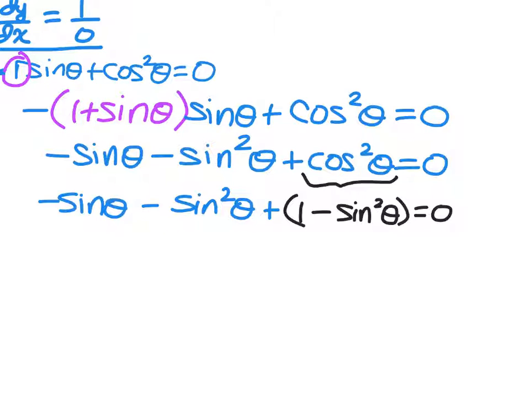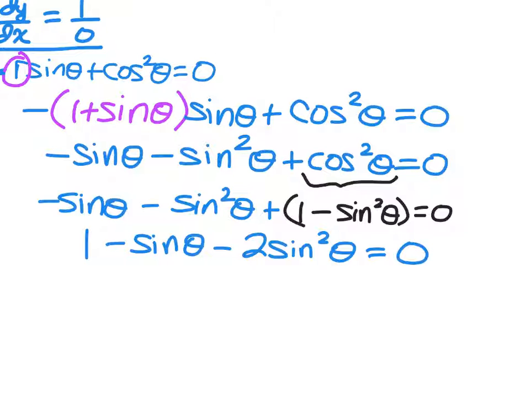All right, and so when we clean this up, I'll rearrange some things. I have the positive 1, which can't be combined with anything. I have the negative sine of theta, also can't be combined with anything. And then I have a negative 2 sine squared theta, so I was able to combine a couple like terms. All right, so now we have a quadratic, or at least a trig equation in quadratic form.